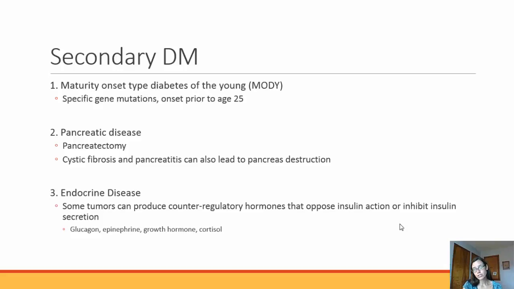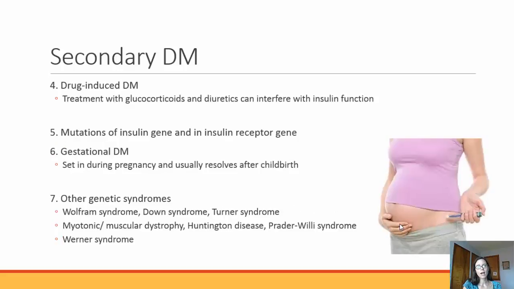We can have endocrine disease, including certain hormones that can inhibit the action of insulin by producing other hormones that are counter-regulatory, such as epinephrine or growth hormone or cortisol. We can have drugs such as glucocorticoids that can interfere with insulin function, gestational diabetes, as I said, and then we can have other genetic syndromes that can lead to diabetes. So in all of these situations, diabetes is not the primary problem. I guess you could say pregnancy is not really a problem, but there's a primary condition, and then diabetes is secondary to that.